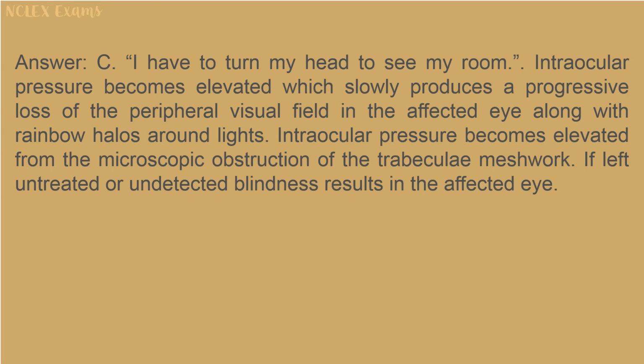Answer: C. I have to turn my head to see my room. Intraocular pressure becomes elevated, which slowly produces a progressive loss of the peripheral visual field in the affected eye along with rainbow halos around lights. Intraocular pressure becomes elevated from the microscopic obstruction of the trabecular meshwork. If left untreated or undetected, blindness results in the affected eye.